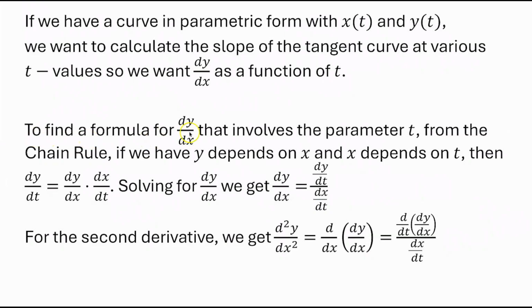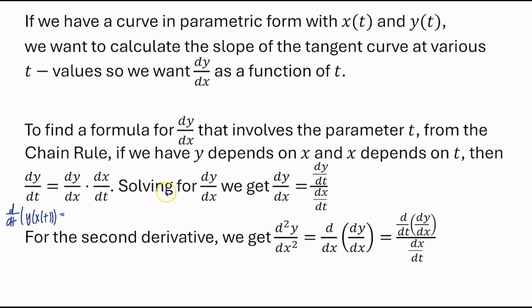To find a formula for dy/dx that involves the parameter t, we're going to get this from the chain rule. If we have y depends on x and x depends on t, then from the chain rule, we have dy/dt is equal to dy/dx times dx/dt. Now here's another way to look at this if this is a bit confusing. What we're saying is we're taking the derivative with respect to t of y, which is a function of x, but x is a function of t.